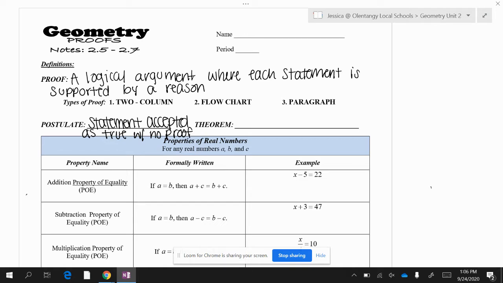Where a theorem is a statement that has been proven true. Okay, so a statement that has been proven true. We know it is true because there is a proof behind it that says, yes, this does work.